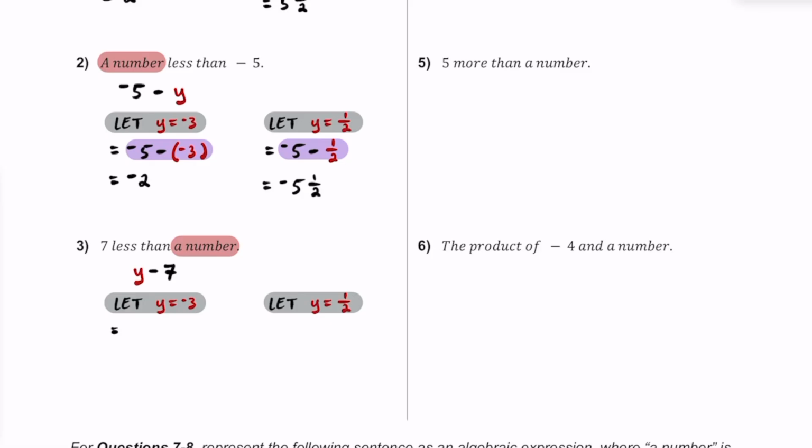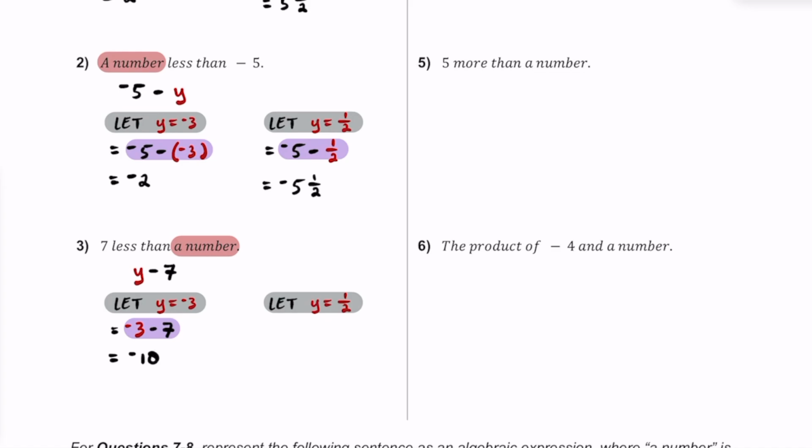So here we have y is -3. Substituting a -3 in, we're going to have -3 minus 7. And again, just like all the other ones so far, we really just have one step. So -3 minus 7 is equivalent to -3 plus -7, which is going to be -10.